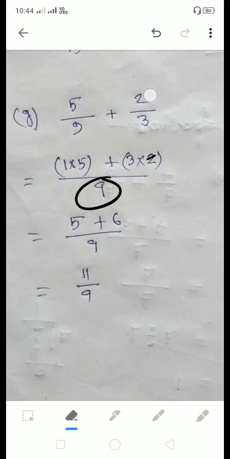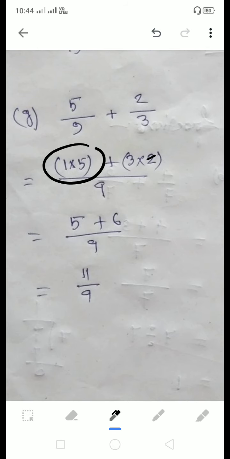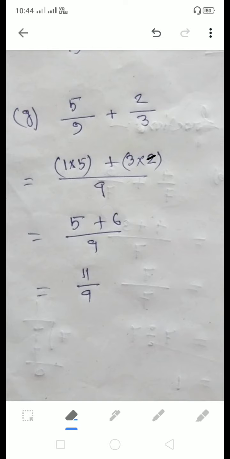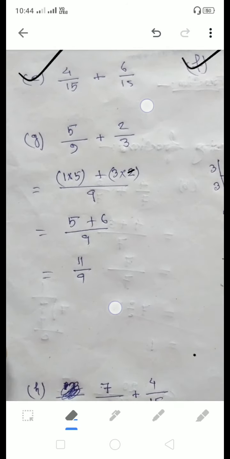Now see what remains: this one is 5 into 1 and this one is 3 into 2. So 5 into 1 is 5, and the plus is already given there. Now 3 times 2 is 6. Now you see 5 plus 6 is 11. So this is your fraction, 11 by 9. I hope you understood this one also.